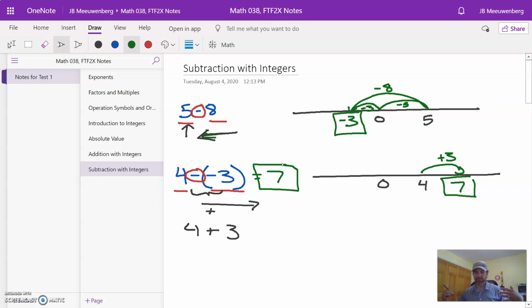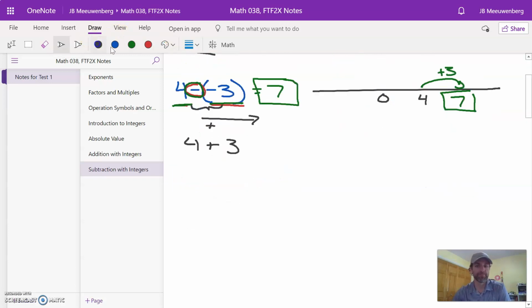Relating it to money, you're starting with $4. You're removing $3 of debt, so it actually increases the value of your money. It increases how much money you have. Those are tough.